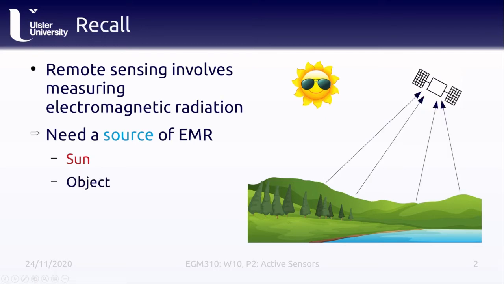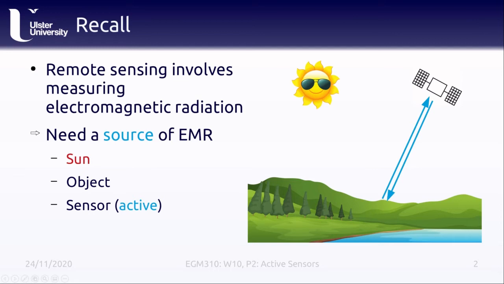Remember that if something has a temperature above 0 Kelvin, or absolute zero, it will emit electromagnetic radiation that can be measured. When we record electromagnetic radiation that is reflected by the sun or emitted by the object itself, it is called passive remote sensing, and we'll talk more about these examples in the next lesson. If the source of electromagnetic radiation is the sensor itself, however, it is what is known as active remote sensing.